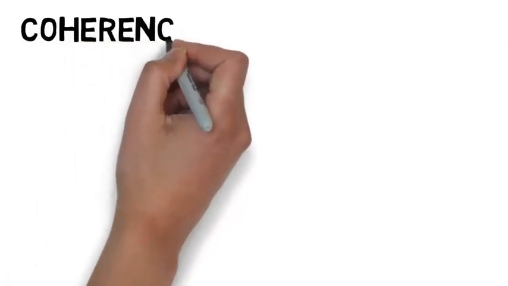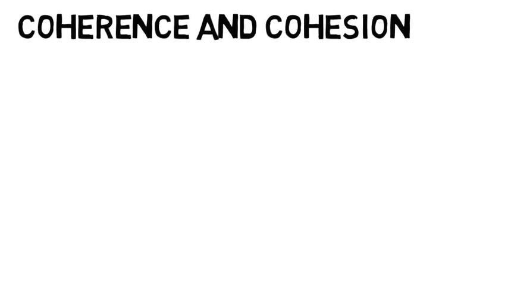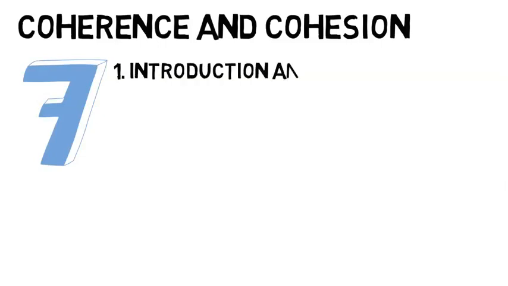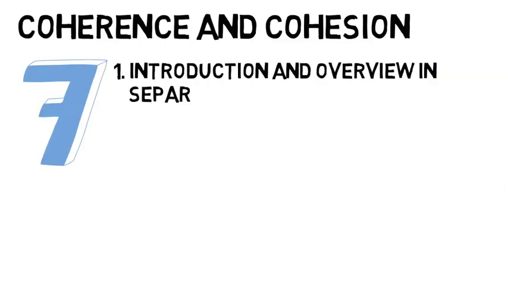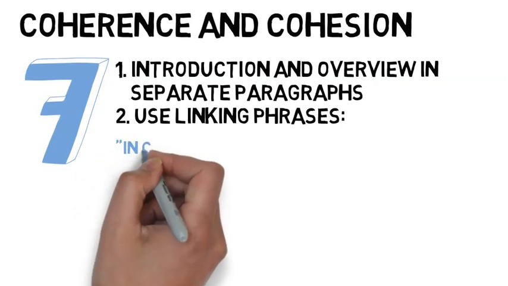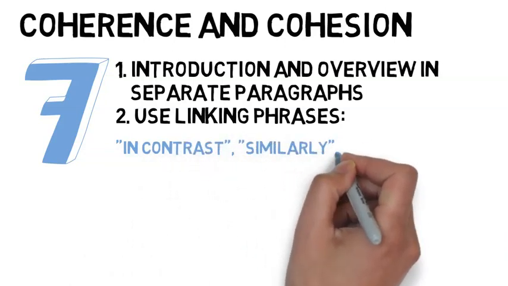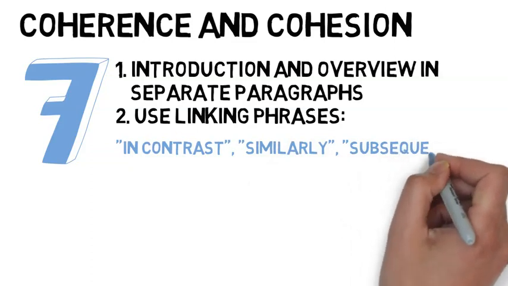The second section is coherence and cohesion. This means how well you organize your answer. To get a 7, you need to 1. Put your introductory sentence and overview in a separate paragraph. 2. Use linking phrases, for example, in contrast, similarly, subsequently.